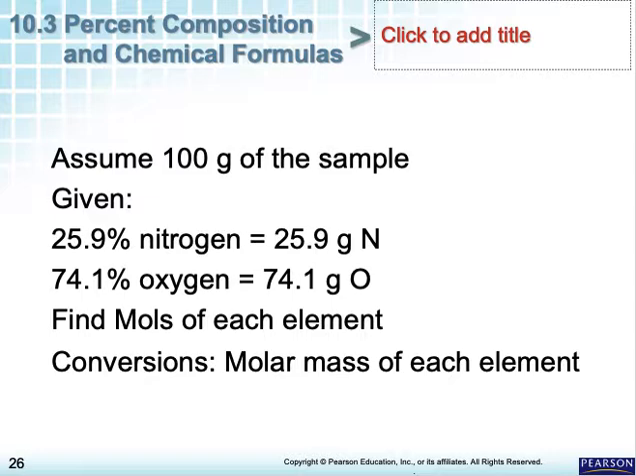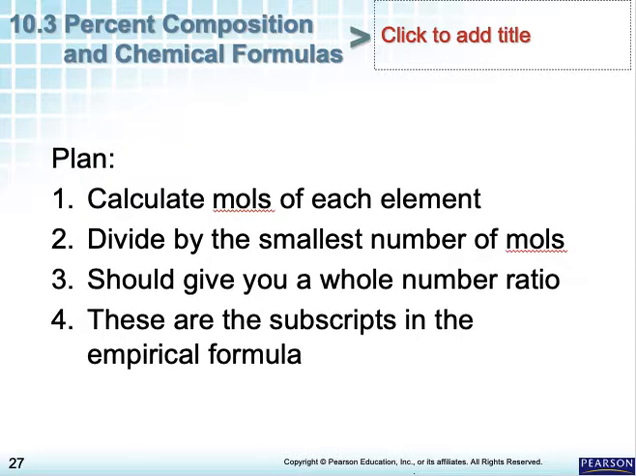Next, I would want to find the moles of each element. So the conversion factor I would use would be the molar mass of each element. In this case, you notice that it's N and O, so we don't use any subscripts of 2. And so we would just use the straight molar mass.